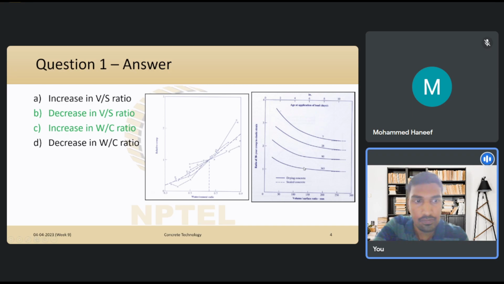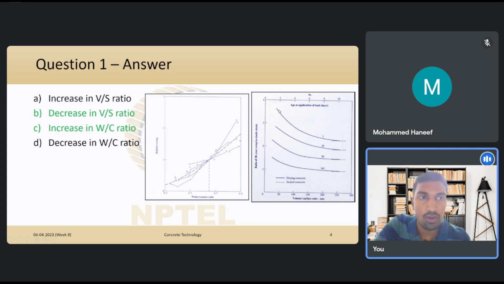And the second graph shows the ratio of the 30-year creep to the elastic strain, right? So basically this relates to how creep changes with respect to the deformation. So higher creep, this value will be higher on the y-axis, and the x-axis gives the volume to surface area ratio in mm, right? Again, we are given multiple graphs, each corresponding to different days of loading: 7 days, 28 days, 90 days, and 1 year.